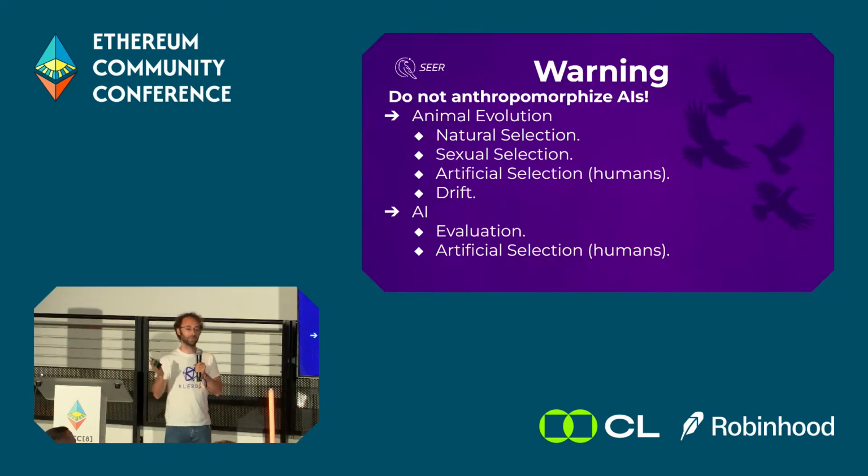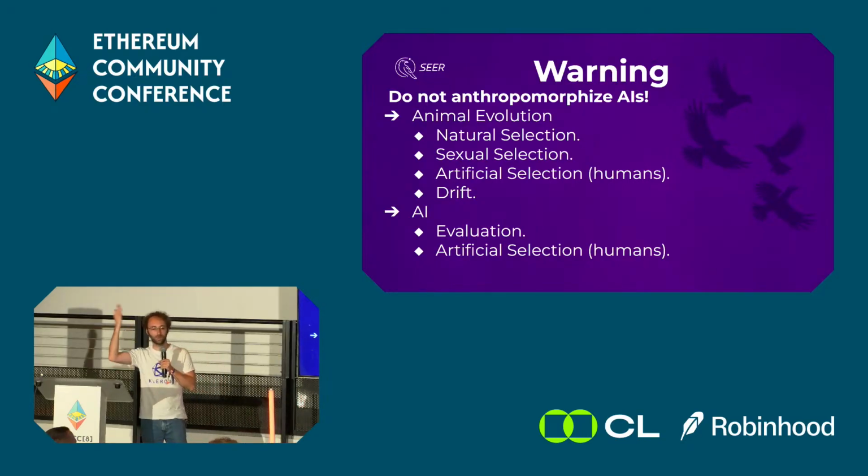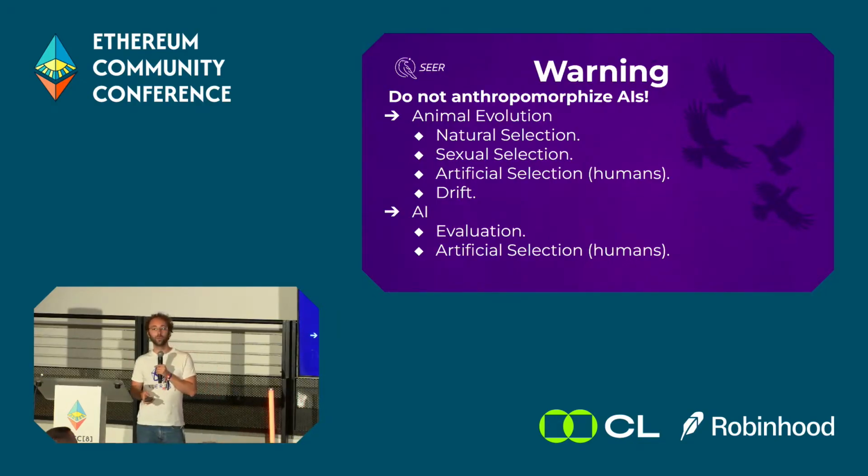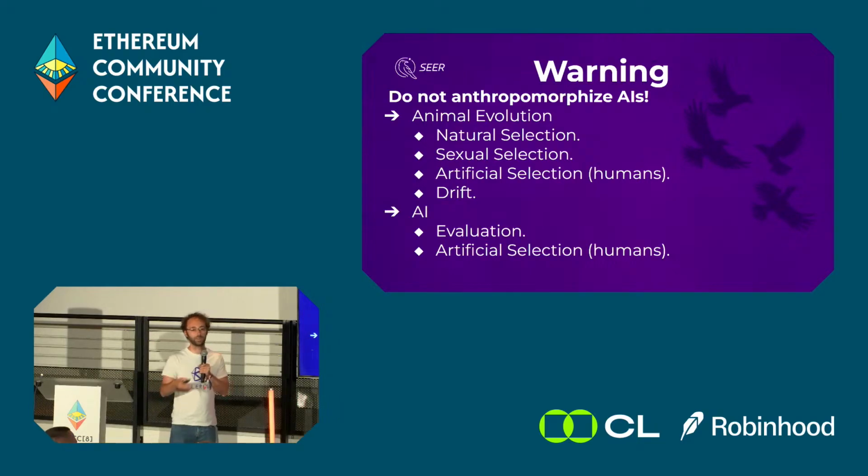So be a bit careful about anthropomorphizing AIs. We often see in the AI doomers that they think AIs are going to be like humans but more clever. That's not really the case, because in animal evolution, we have natural selection: don't starve, don't get killed by a predator. You have sexual selection: find a mate. You may sometimes have some artificial selection, like with dogs, and you may have drift, which is just moving away more or less randomly.